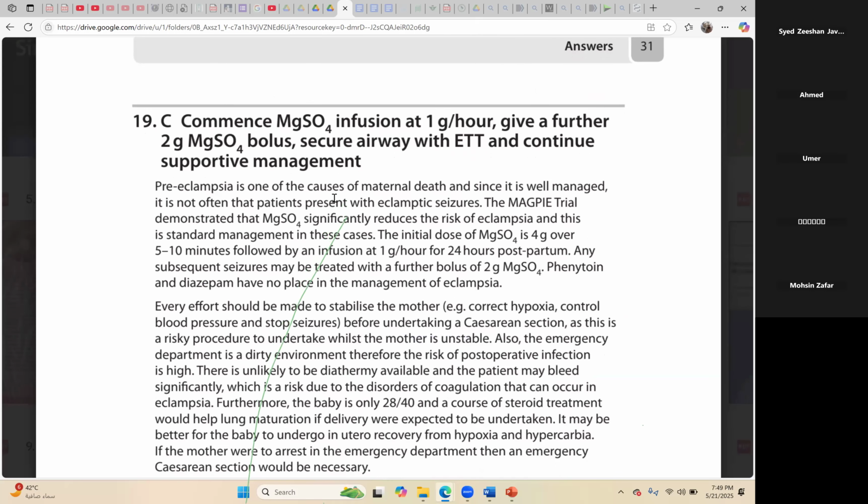Preeclampsia is one of the causes of maternal death, and since it is well managed, it is not often that patients present with eclamptic seizure.